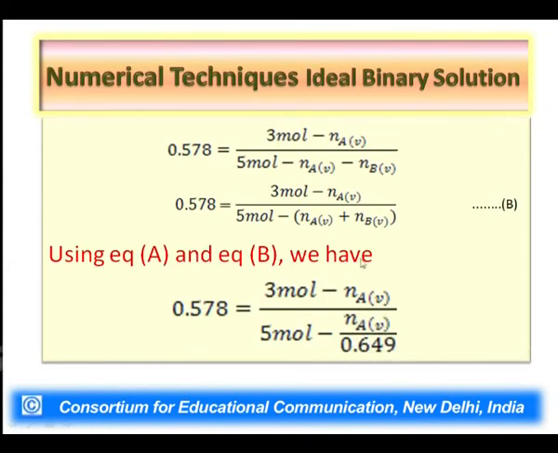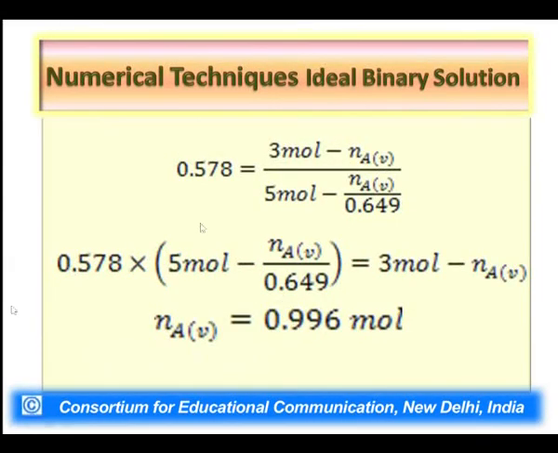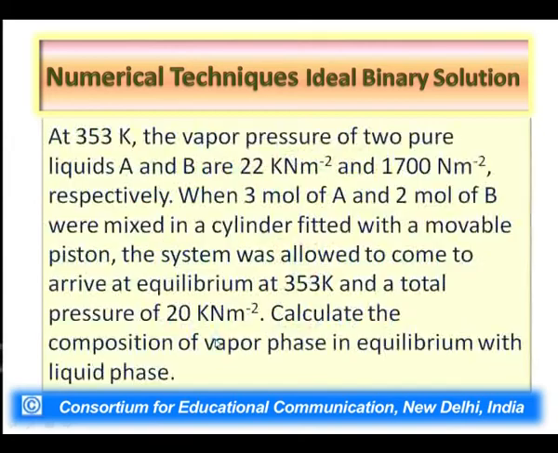Now, you can see this has led to an equation where we have only NaV as one variable, and all other things are just the data set or numeric values. So, we can manipulate this equation and ultimately we can get NaV, the number of moles of component A in the vapor phase. Alright, we can attempt another numerical and see what occurs in it.